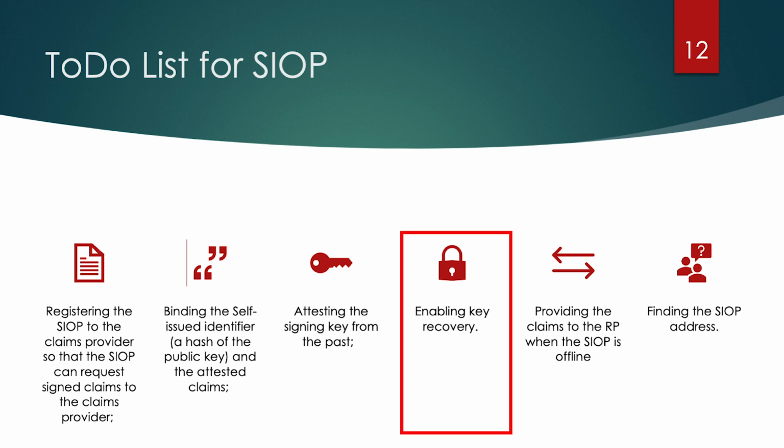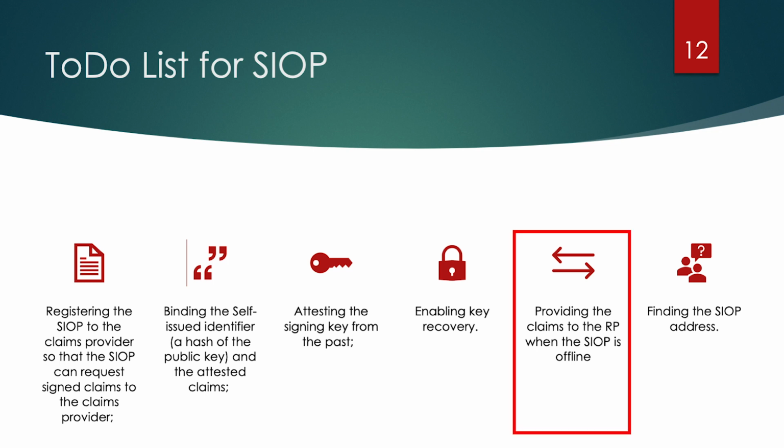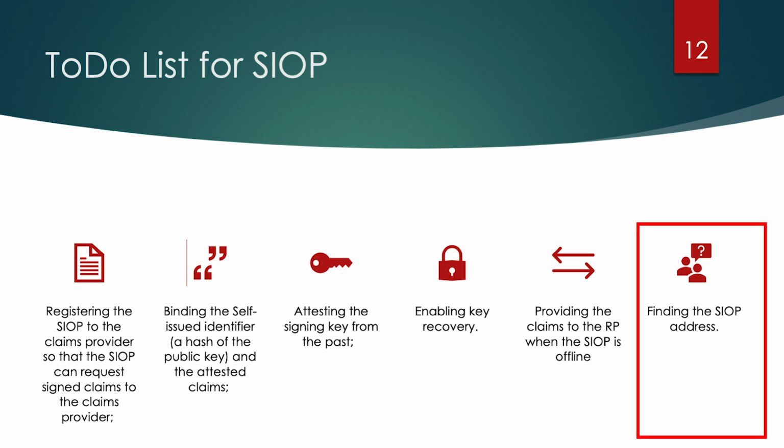Then the 4th point is enabling the key recovery. Users are notoriously bad at keeping the key safe and keeping track of it, so we need to have that. And then the 5th point is providing the claims to the relying party when the SIOP is offline. That's another problem. And then the last point is finding the SIOP address. So I'm going to spend like 3 minutes on each of those.